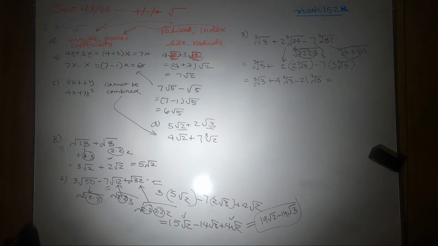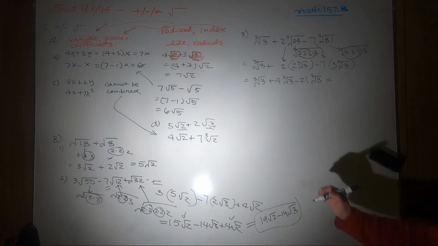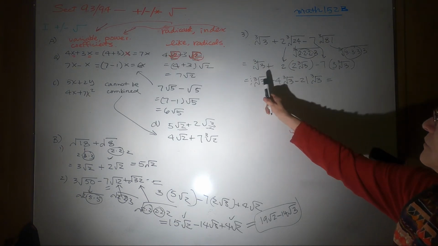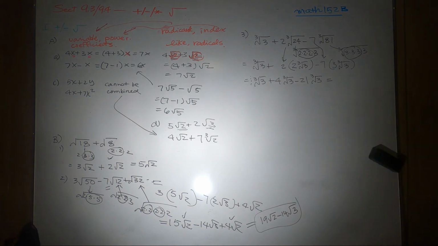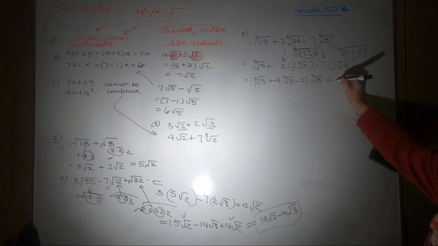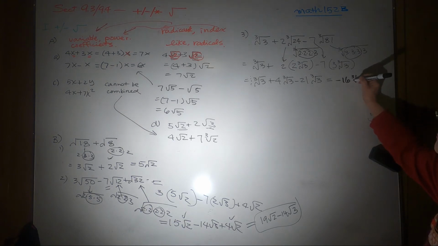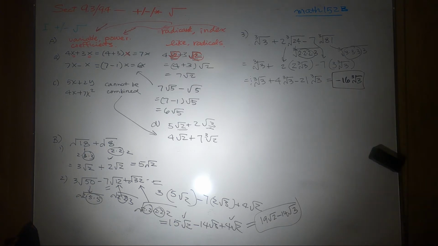Now do we have all the like terms? Invisible one here, you have 1 here, plus 4 here, 5 of them, minus 21. So that would be negative 16 cube root of 3. That would be your answer. Right?